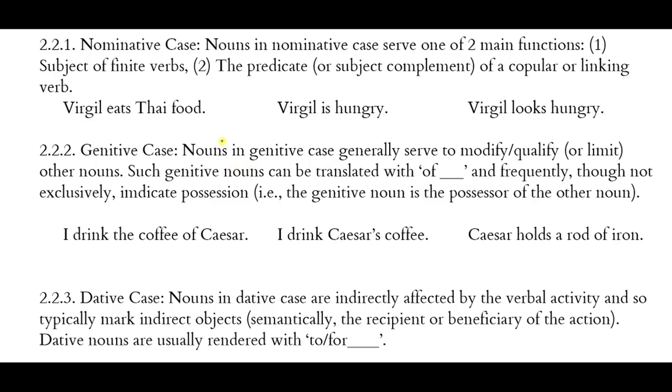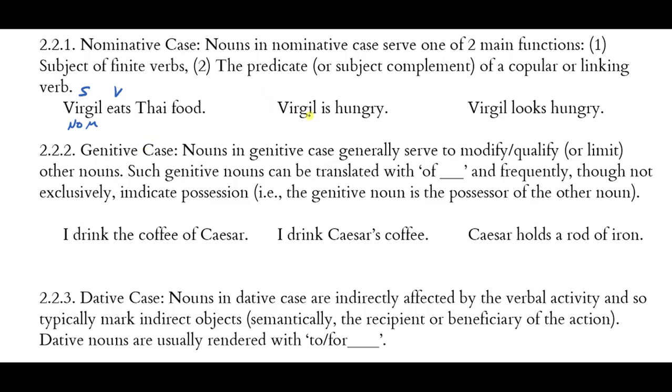Here is an example. Virgil eats Thai food. Here, Virgil is the subject of the finite verb. So Virgil does the eating. The case that Virgil would be in Latin would be nominative case because he's the subject of the finite verb.